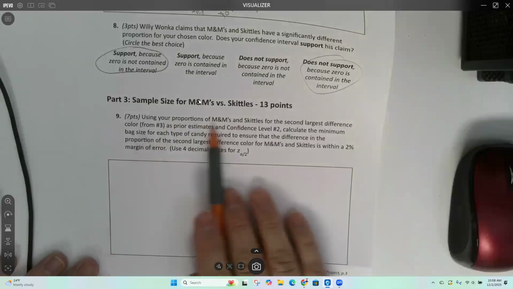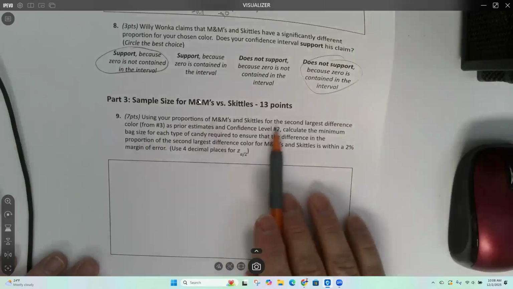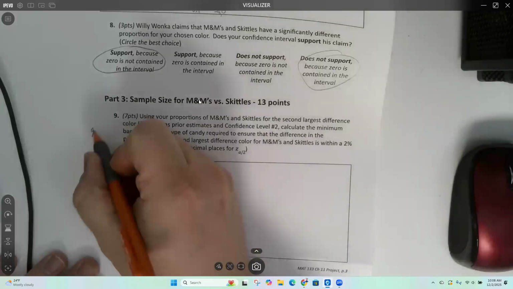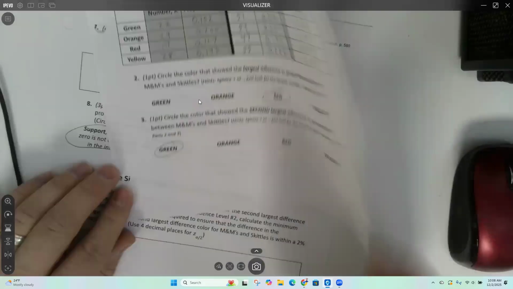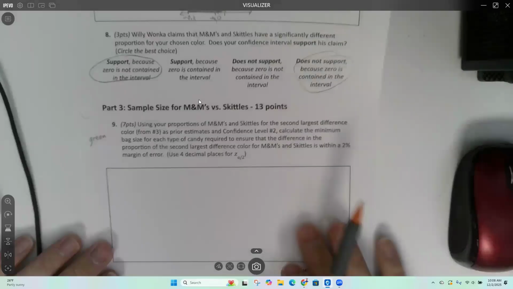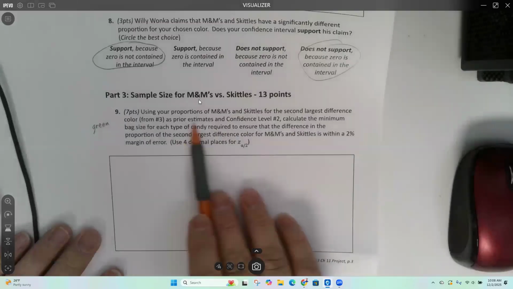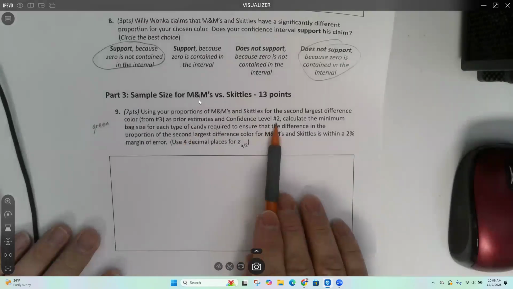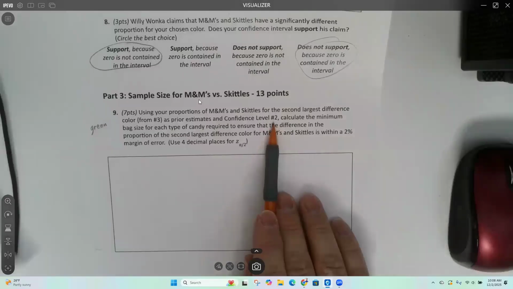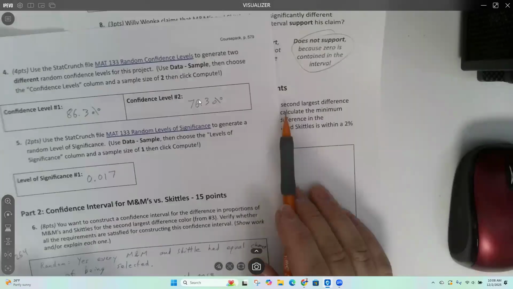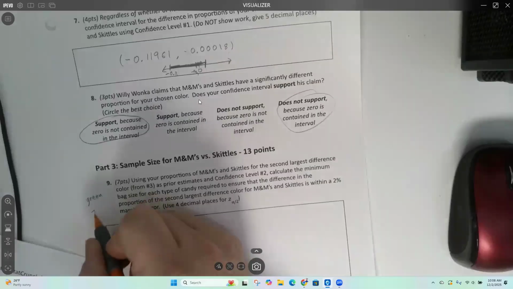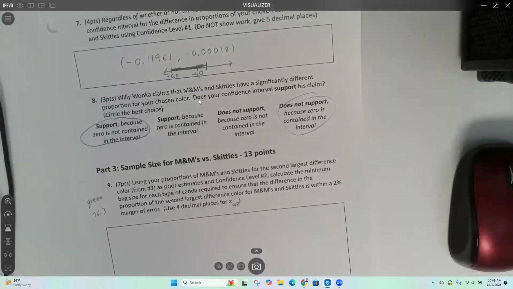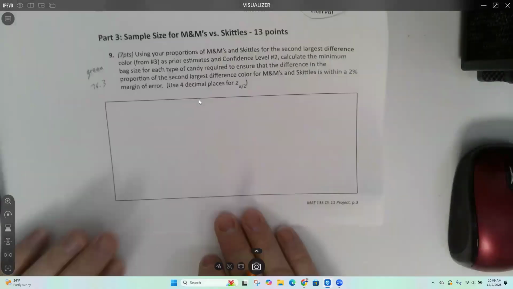Using your proportions for M&Ms and Skittles for the second largest difference color, I'm still doing green, whichever one you circled for number 3, as prior estimates, but use confidence level number 2. My confidence level number 2 was 76.3. Oh, that's a crap confidence interval. It's too low. It needs to be in the 90s.